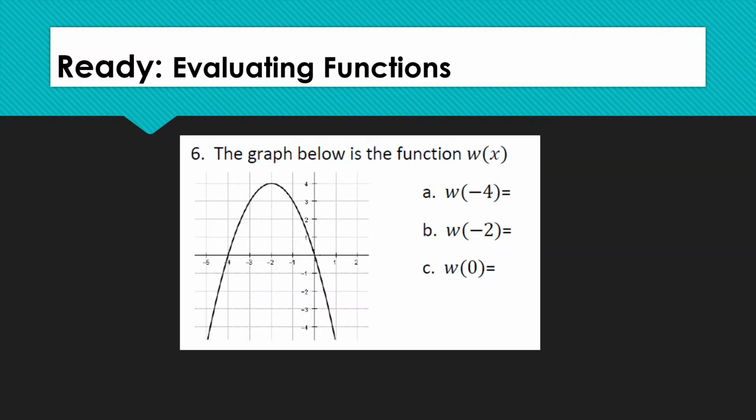Next, we'll look at evaluating the function when modeled with a graph. For a, b, and c, they're giving us the x values. So when x is negative 4, when x is negative 2, and when x is 0, they want us to find the y values. So when we go to negative 4 on our x-axis, we see that y is equal to 0. When x is 0, y is 0. And when x is negative 2, we go up and we see that y is 4.